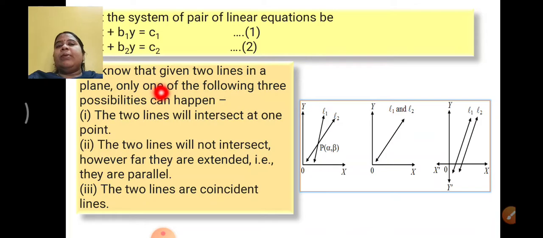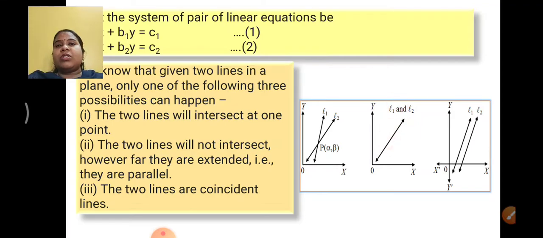See, for two lines in a plane, one and only one out of these three possibilities can happen. The two lines will intersect at a point, the first figure which I have drawn, and this is what we are going to learn in this chapter. The second one, the two lines will not intersect, however far they are extended, that is, they are parallel lines, say this figure. Yes, and the third one, the two lines are coincident lines, that is, overlapping lines.